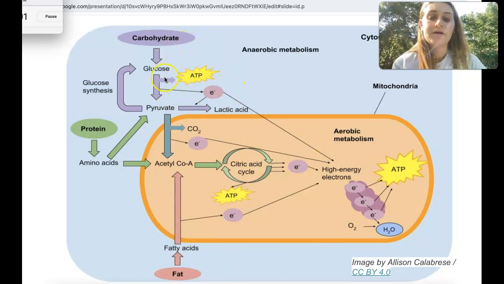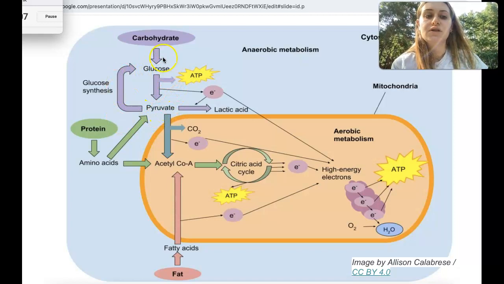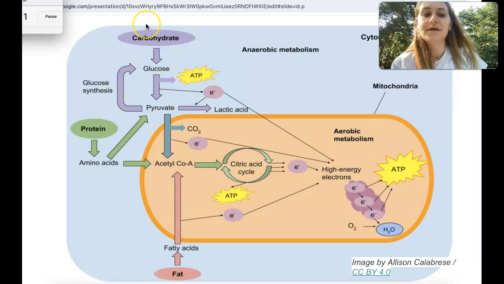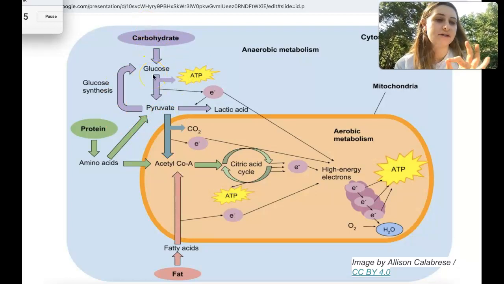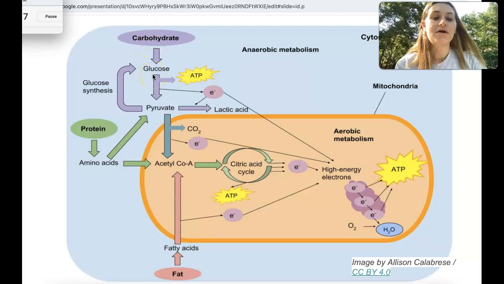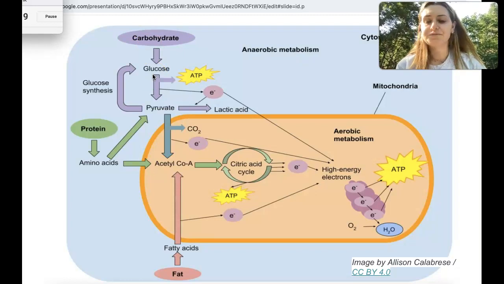So that's really where we are going to focus when it comes to glycogenolysis, because it's all about using that small amount of ATP that we can generate without the necessary oxygen.